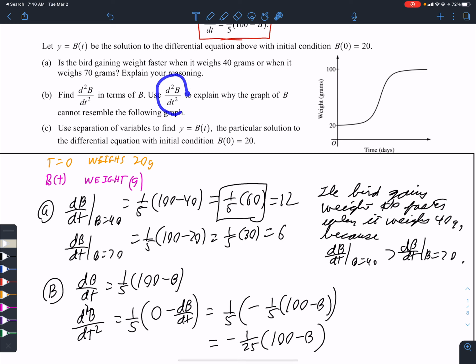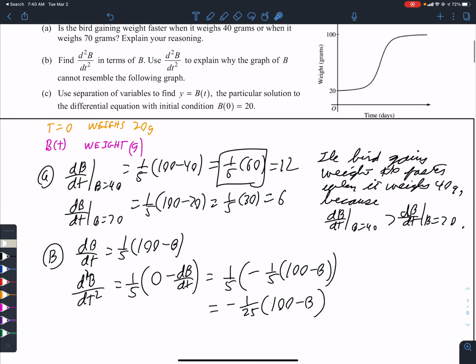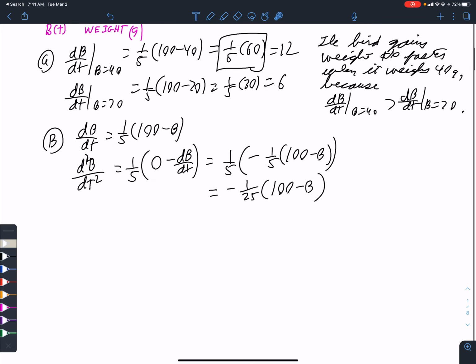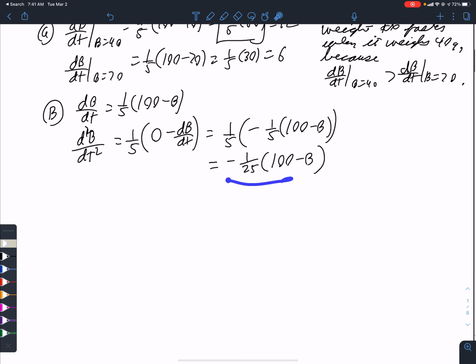So automatically in your head, you have to think, what does the second derivative tell me about the graph of b? And you should immediately think concavity. So you should think there's something wrong with the concavity of this graph. Now, if you look, the first half is concave up, right? The second half is concave down. So how is our answer not fitting that?